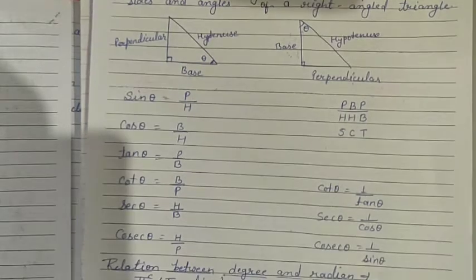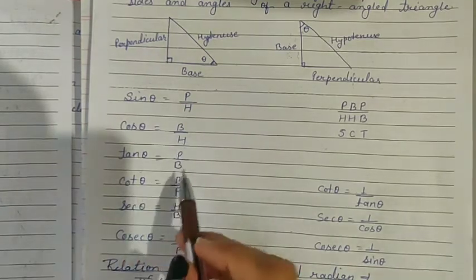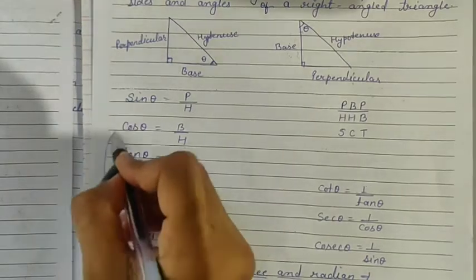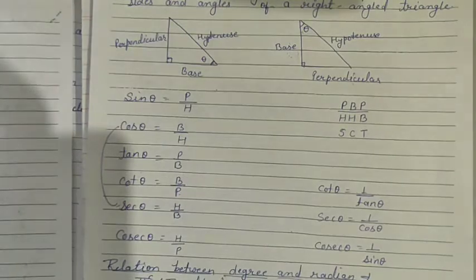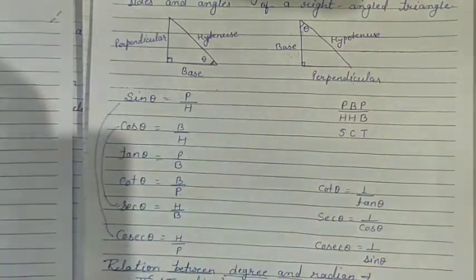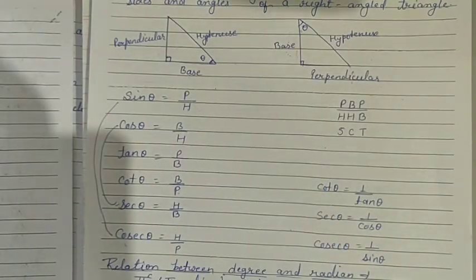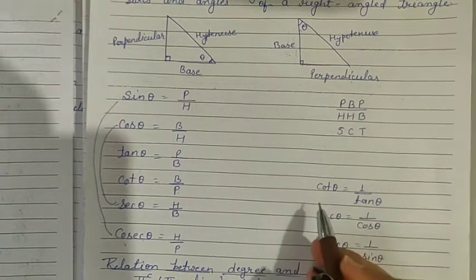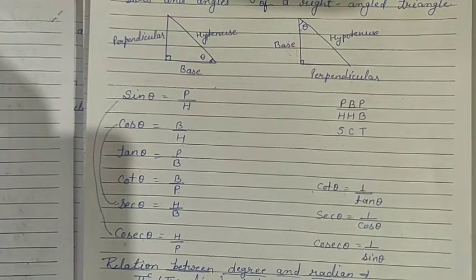And students, remember one thing, cot theta is the inverse of tan theta. Okay, so cot theta is equal to base upon perpendicular, and sec theta is the inverse of cos theta. So sec theta is equal to hypotenuse upon base, and cosec theta is the inverse of sin theta. So if sin theta is equal to perpendicular upon hypotenuse, then cosec theta is equal to hypotenuse upon perpendicular, because cot theta is equal to 1 upon tan theta, sec theta is equal to 1 upon cos theta, and cosec theta is equal to 1 upon sin theta.